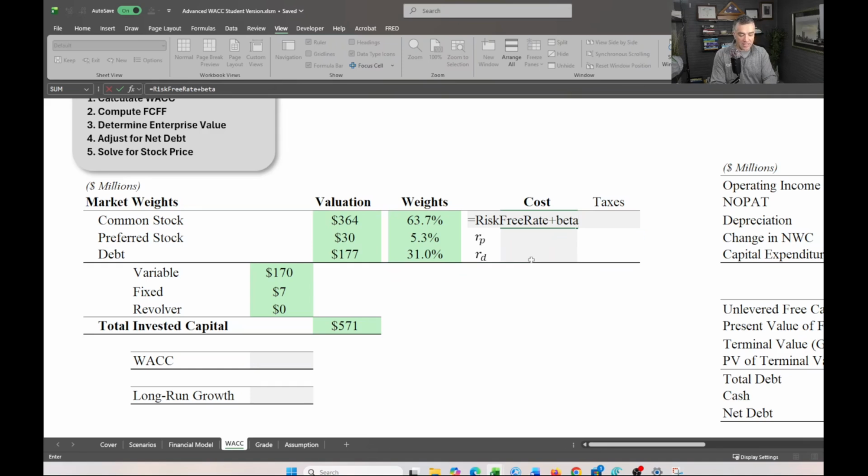And then that's going to be multiplied times the market risk premium. And I think I just called it market premium. So our estimate, the cost of equity is going to be 15.6.